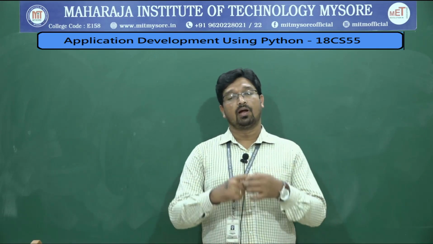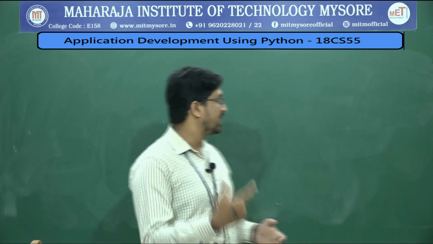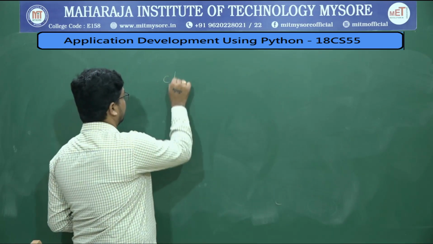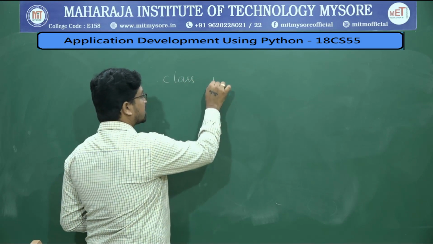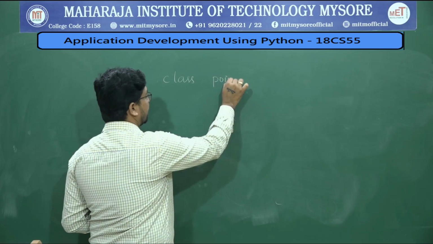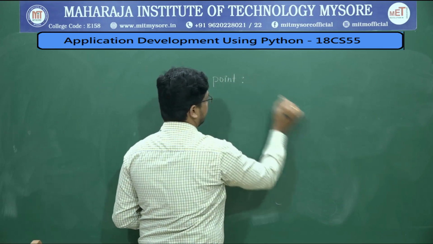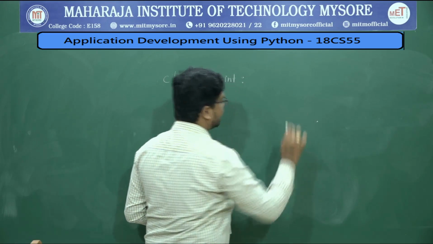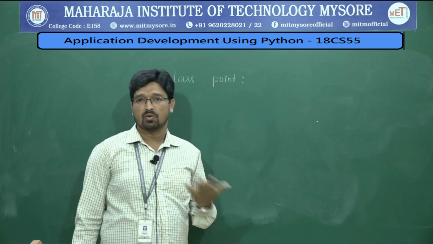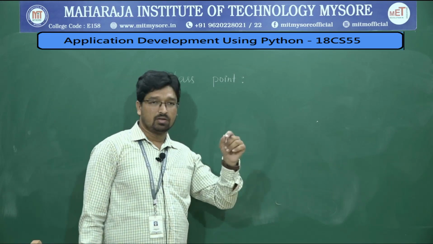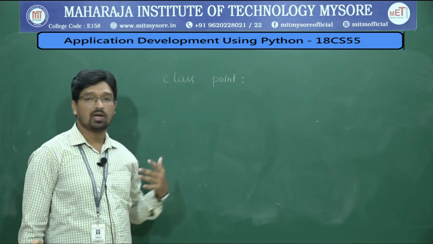Next we will understand how to create a class in Python. The syntax is very simple. You need to write the keyword class followed by the class name. Let us consider my class name as point, followed by a colon. So I am writing a program on a small point. You can ask me, sir, what program can you write on just a dot? Yes, of course you can. What is the information of this particular point?